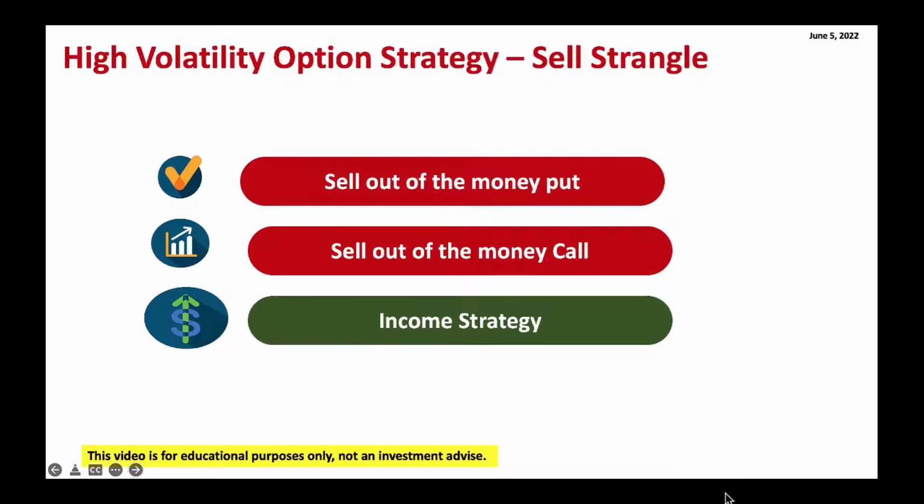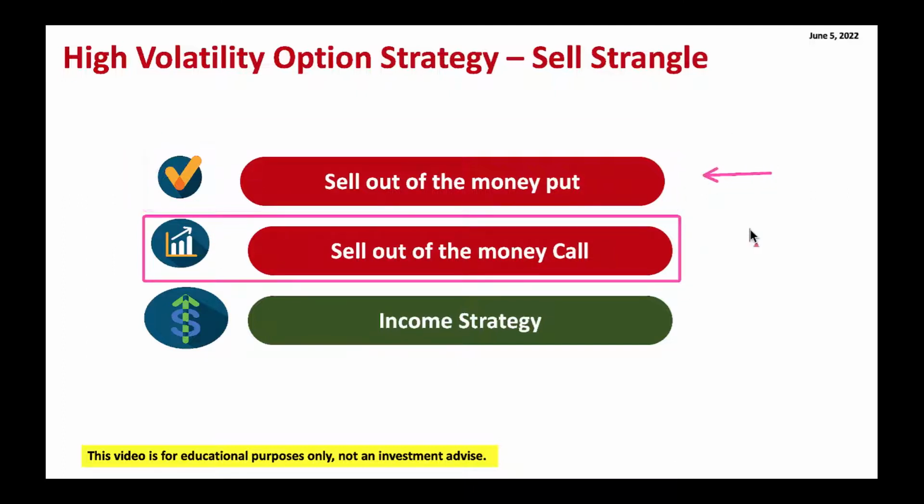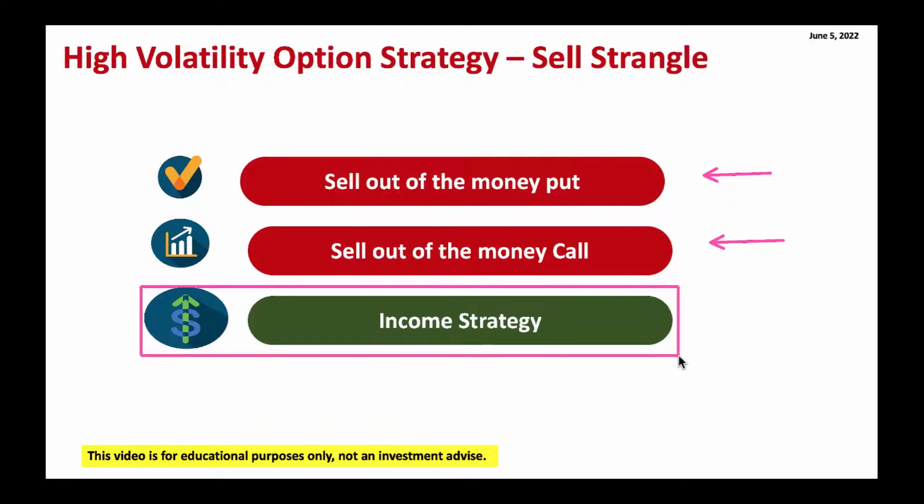In today's segment, we'll take a look at a high volatility options trading strategy: selling strangles. I love this strategy because it's an income strategy. In this strangle, you sell an out of the money put option way below the current stock price, and you sell a call option way above the current stock price, and that way you receive premium for selling the put option as well as the call option. And it's an income strategy. The money that you receive is the maximum profit that you can make.